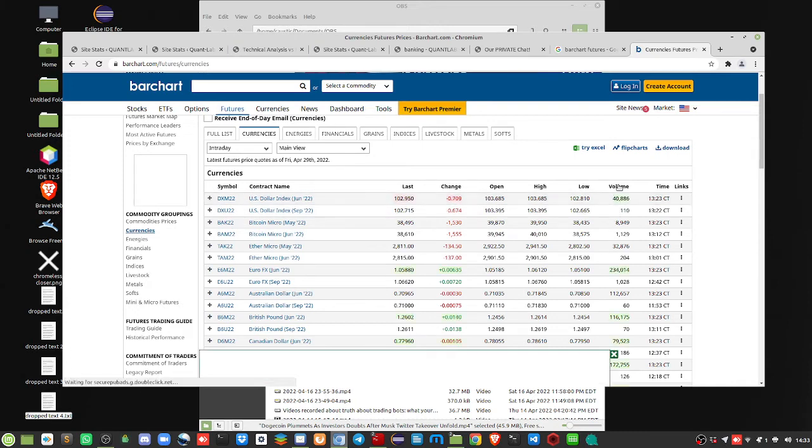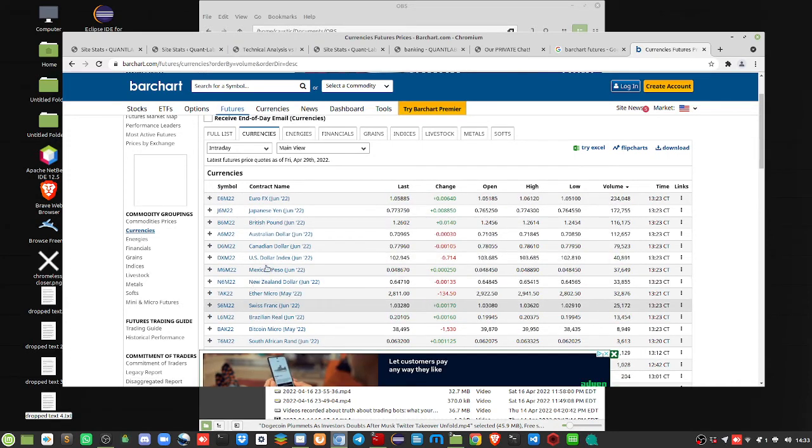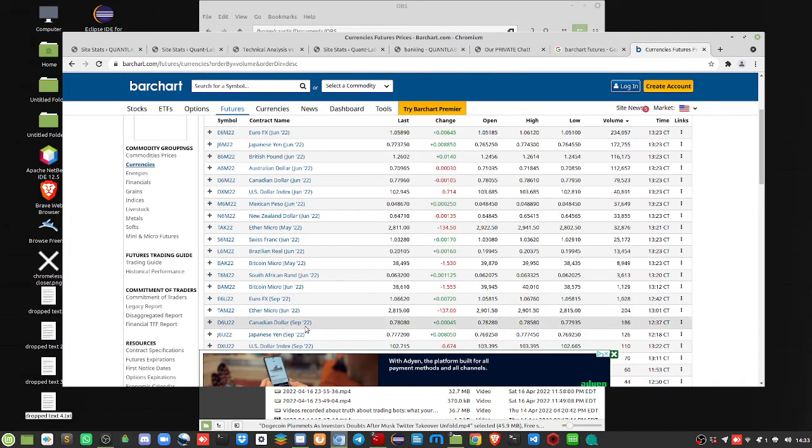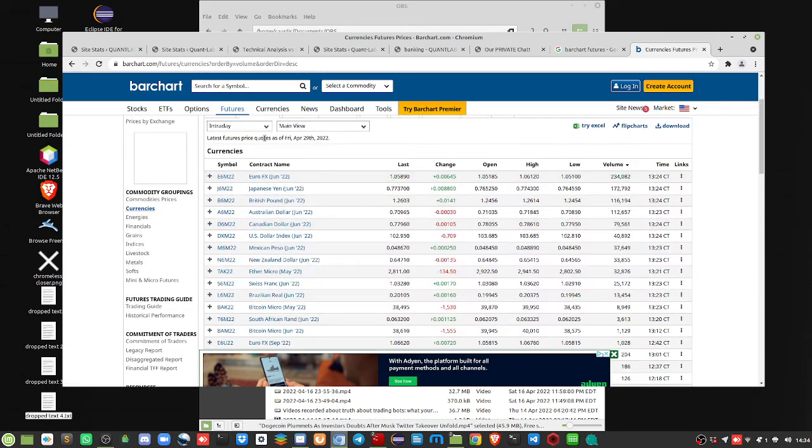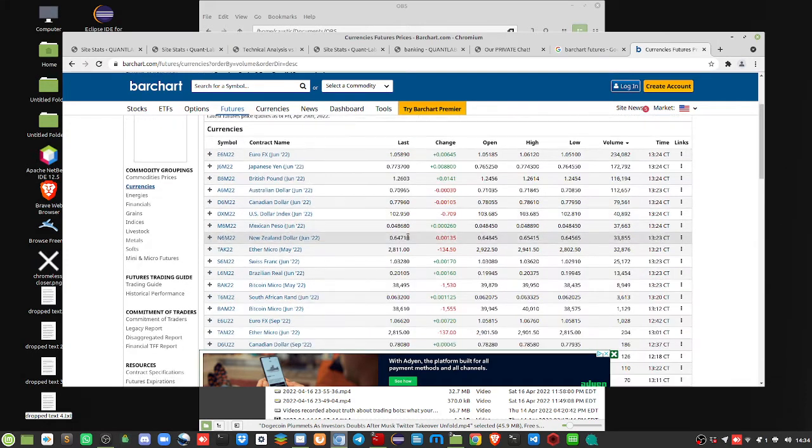Okay, let me just pull this up. So you can see right here we have Ethereum and Bitcoin Micro. These are the future micros. Okay, so we have an Ether micro again. So you can see here globally now, Ether and Bitcoin are now considered a currency.